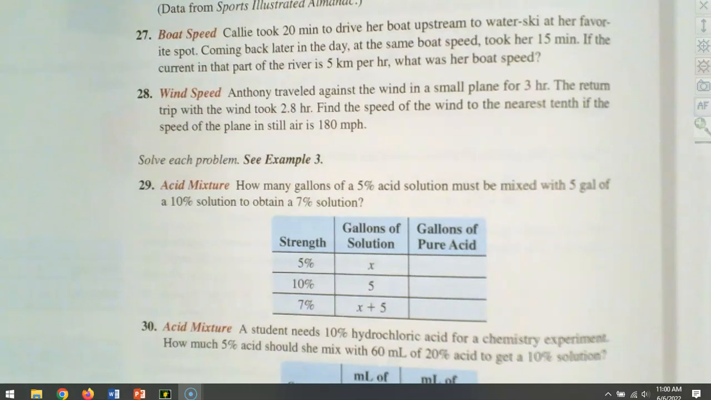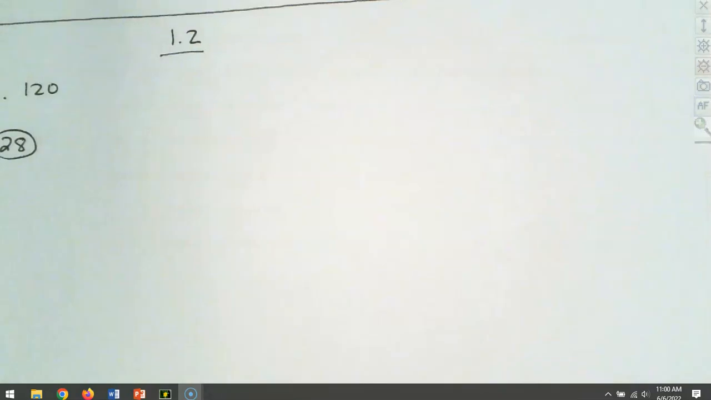So Anthony traveled against the wind in a small plane for 3 hours. The return trip with the wind took 2.8 hours. Find the speed of the wind to the nearest tenth if the speed of the airplane in still air is 180 miles an hour. So let's draw our vectors here. So we're going to be going to the destination, and then we're going to be coming back.